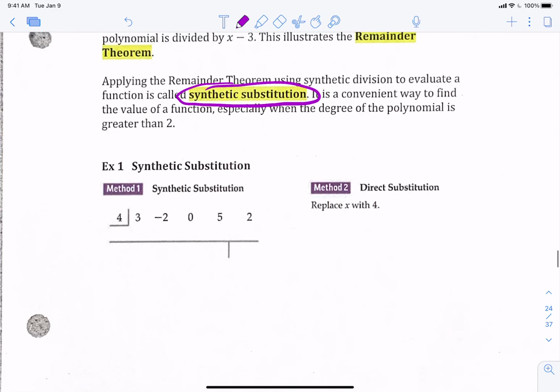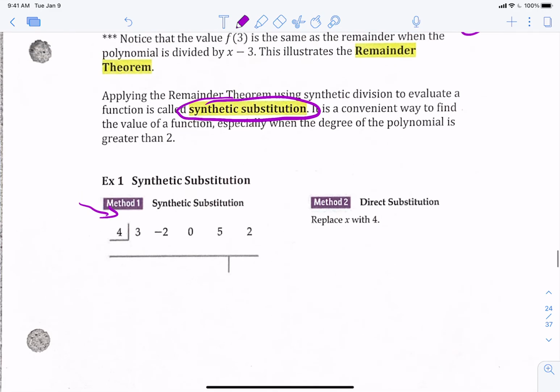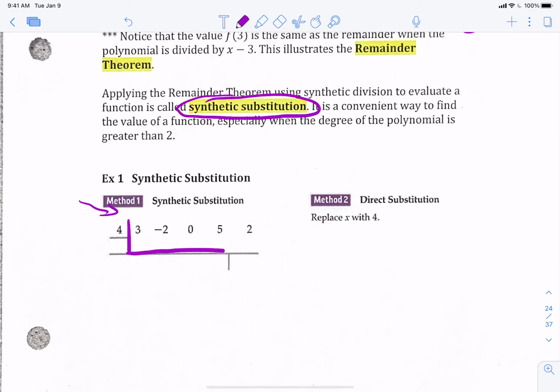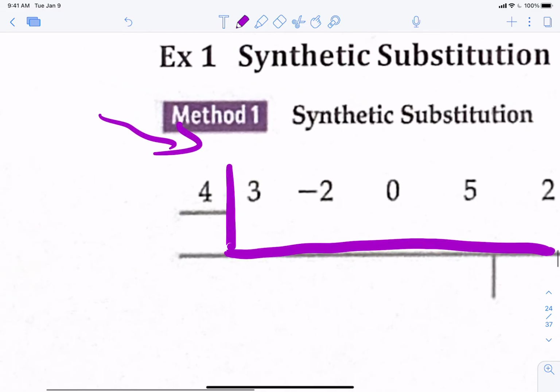So over here, they do not give us what we are starting with and what we're dividing by. Let's try to put this back together, okay? If 4 is the number on the outside, what was I dividing by probably? X minus 4, right? If you set it equal to 0, it's going to be a positive 4, okay?